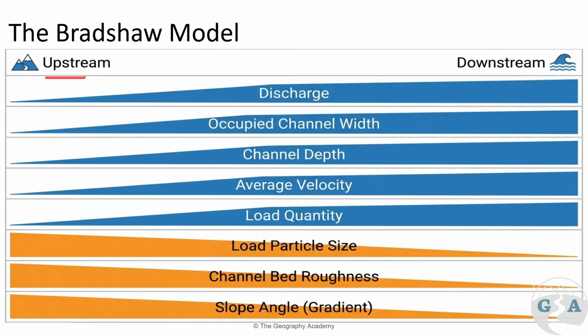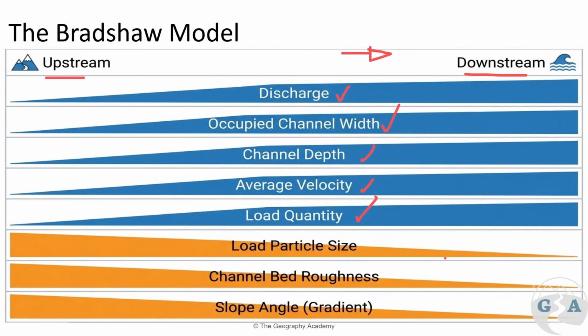So we have upstream, or the upper course, and downstream, the lower course. So the river is moving in that direction. So a few things we expect to see. The discharge is going to increase. The occupied channel width is going to increase. The channel depth is going to increase. The average velocity is going to increase, and the load quantity, meaning the amount of sediment that it carries in total.